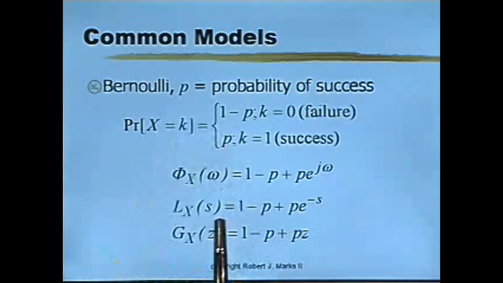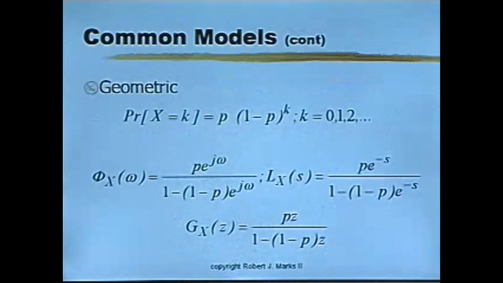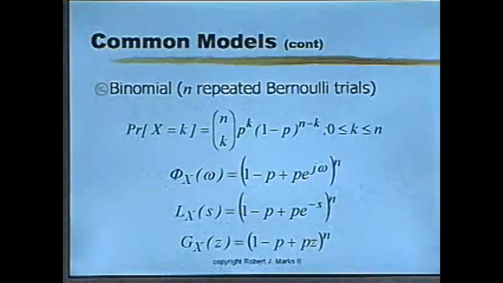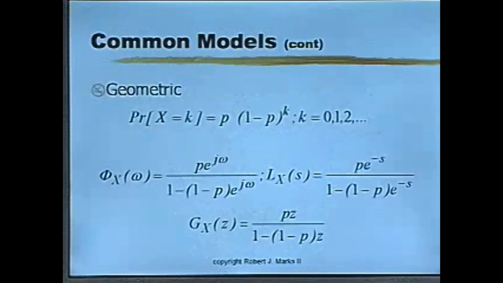So here we have the Bernoulli. This is the characteristic function for the Bernoulli with the Laplace transform and the moment generating function, because the Bernoulli is indeed a discrete random variable of the lattice type. Here's binomial, geometric. Did you get the binomial? Okay, binomial. Geometric.